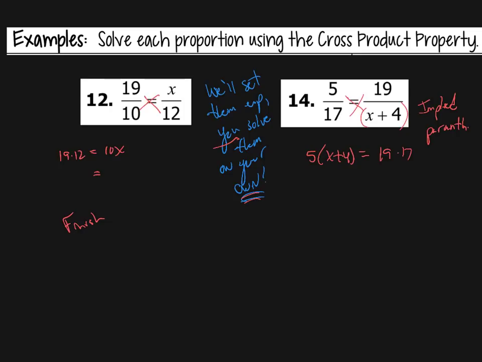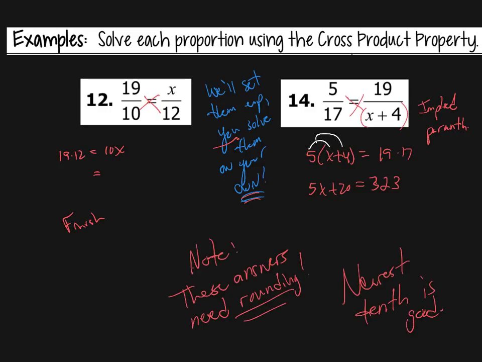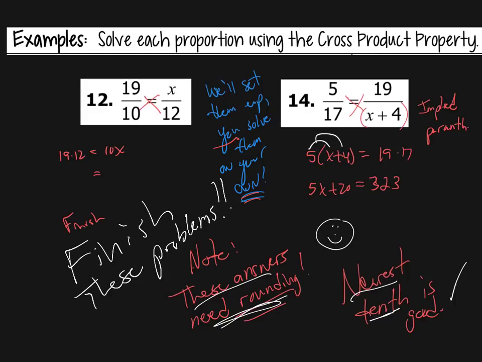I'll take this one step further. All right, we're going to distribute. So you just got to be careful that we don't skimp anywhere here. And we'll end up with 5x plus 20 equals 323. It should be noted as you solve these that these answers will need rounding. To the nearest tenth is good. Let's move along. Again, you'll need to finish these problems first.